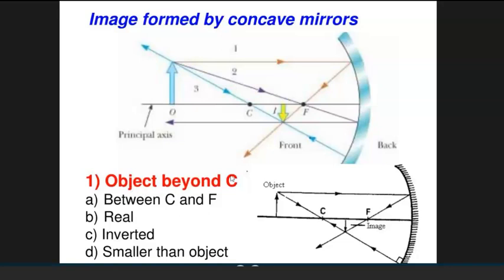So when object is placed beyond the center of curvature, here you see is the center of curvature and object is here, beyond the center of curvature or at infinity, then image formed will be at a point between center of curvature and focal point. Nature of image will be real, inverted, and smaller in size in comparison to that of the object. So actual diagram of this case is here, you see.